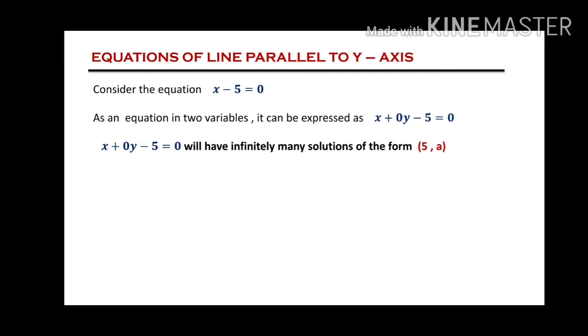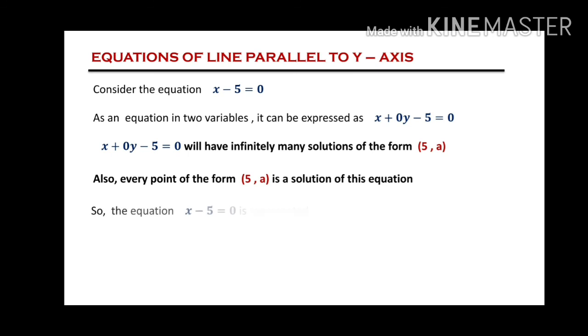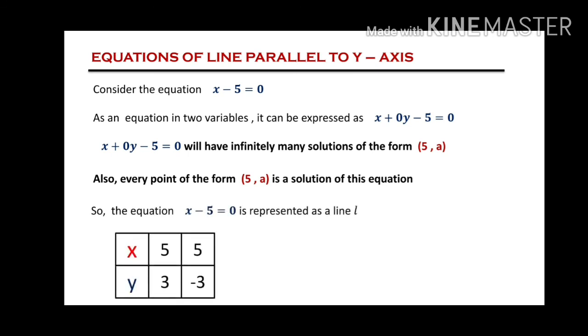Now you can see here, if I put x equals 5 and y equals a, y equals a means 0y. So 0 into a is 0 only. So x minus 5 becomes 5 minus 5, which is 0. So (5, a) is a solution of this equation. Any point of this form (5, a) will be a solution. Let us take some points like this. a can be anything, it doesn't matter at all. So (5, 3), (5, -3).